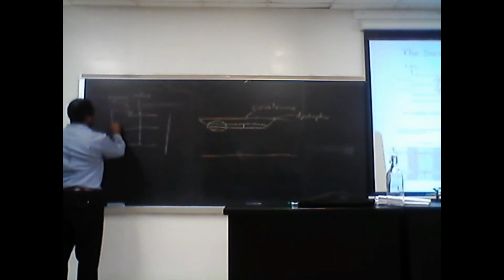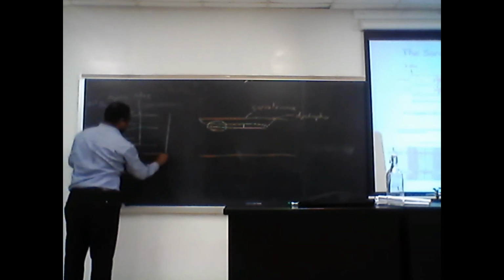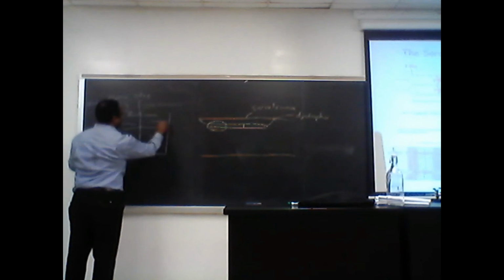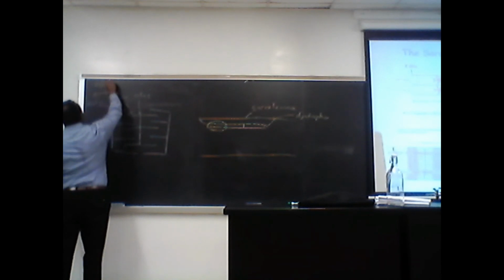Our Z disc is an anchor that's anchoring which proteins? Actin. So what we have here, these proteins are called actin. And what we call our actin and myosin, both of those are considered myofilaments. Those are called myofilaments.